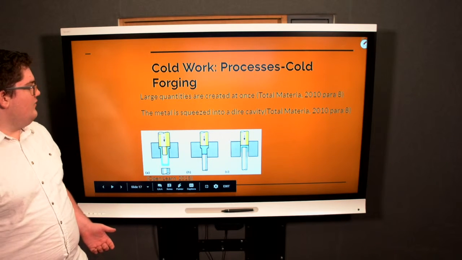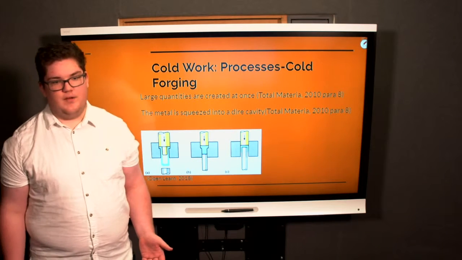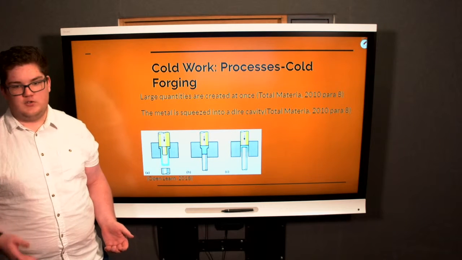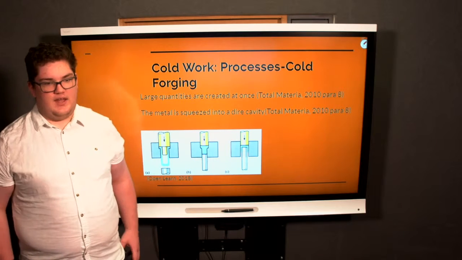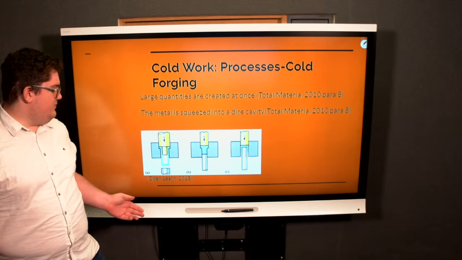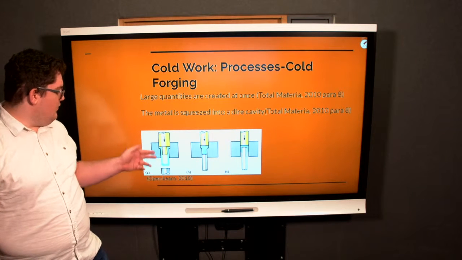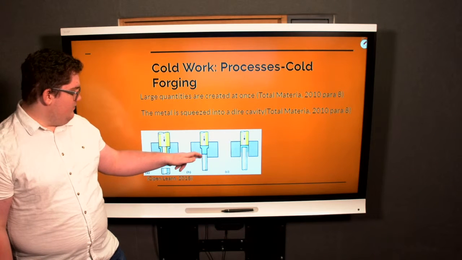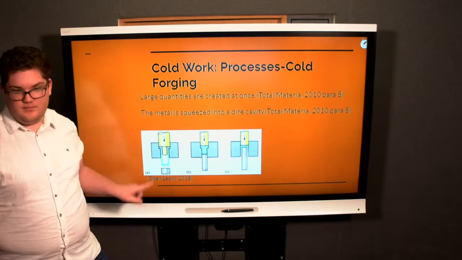Another method of cold work is cold forging, in which large quantities of product are squeezed through a die cavity that is in a desired shape. So in this example, the die cavity is in a cylindrical shape. When the metal is being squeezed through, it fills up the die and comes out in the desired shape, as you can see here.